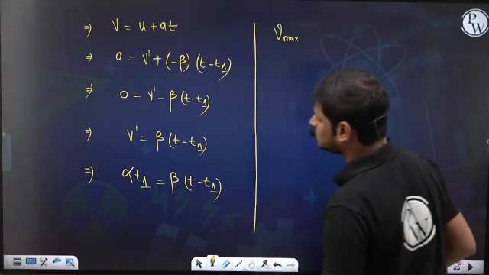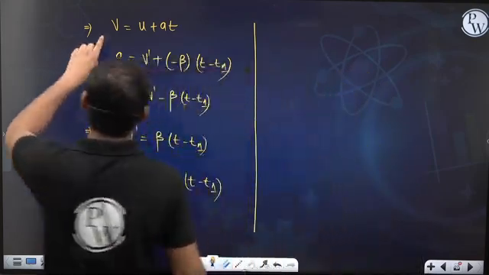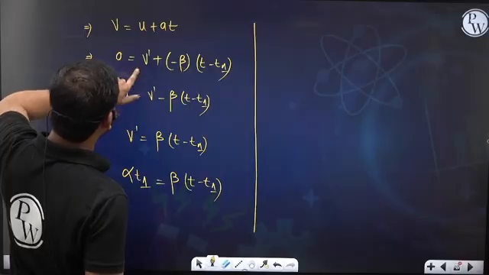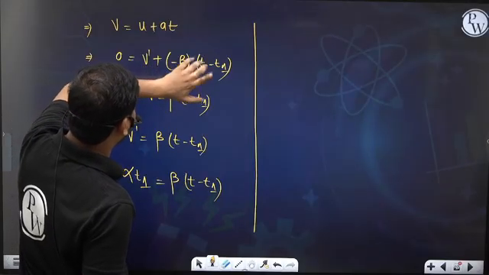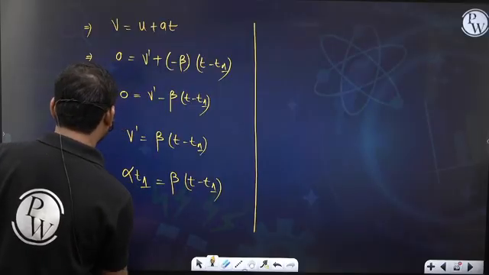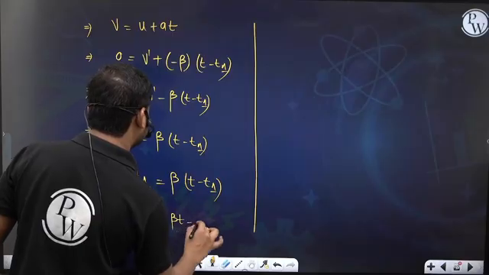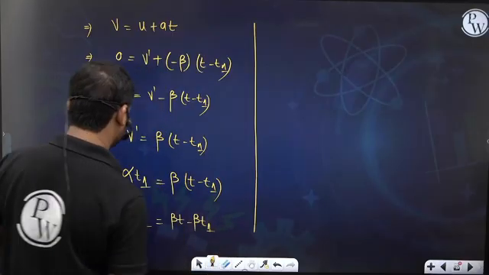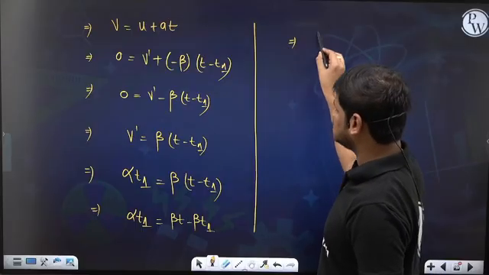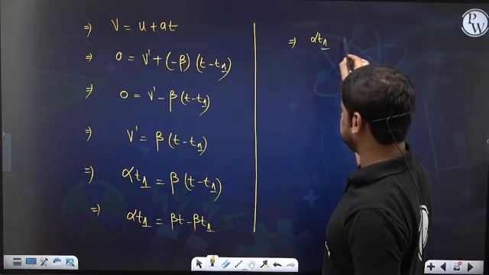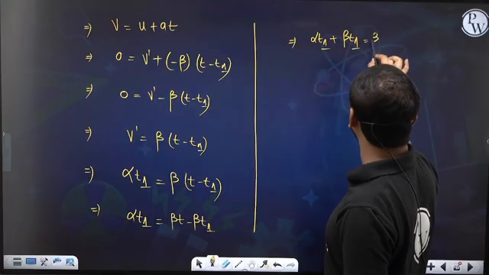Sorry guys, we made some mistake here. So v is equal to u plus at. So v dash, which is alpha t1, is equal to minus beta into (t minus t1). So alpha t1 is equal to beta t minus beta t1. From here, alpha t1 plus beta t1 is equal to beta t.